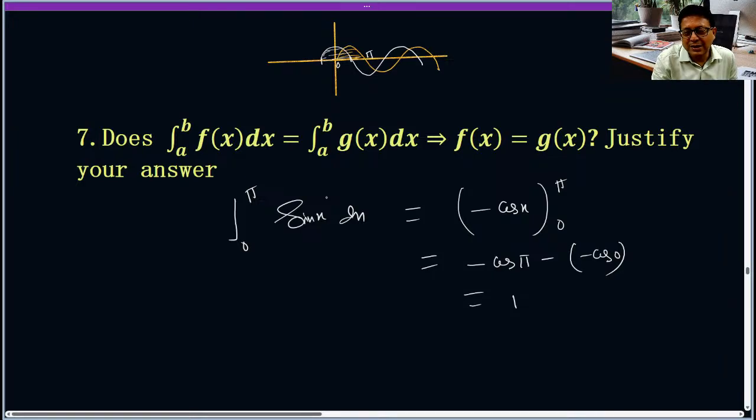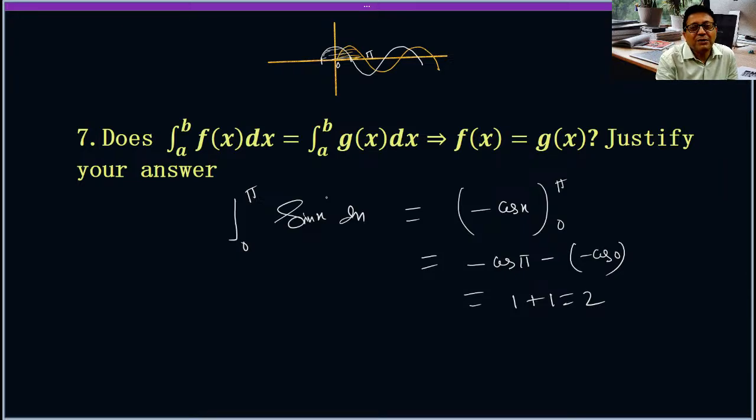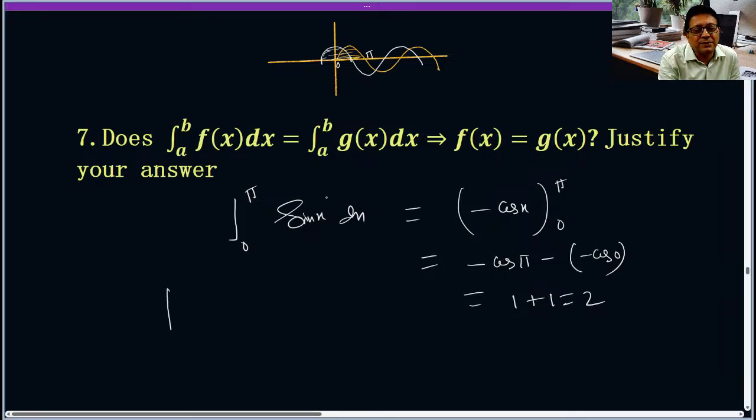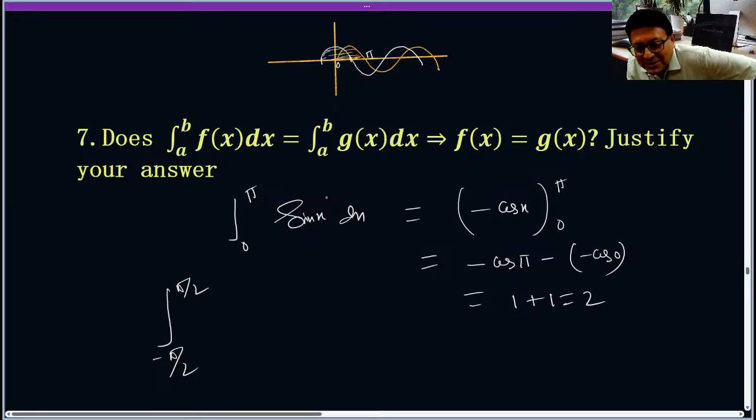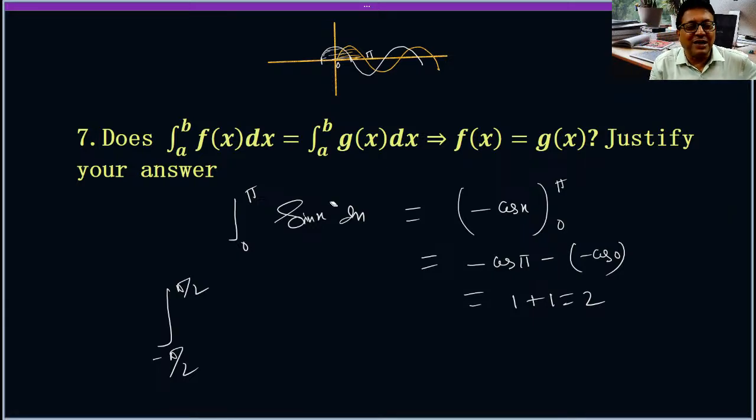So this is 1 and plus 1, 2. Clear? Now let us find for cosine curve, minus pi by 2 to pi by 2. Although same interval they have given, no? Wait a minute. They have given the same interval. Interval you have to keep same. So you have to find answer that manner only, not this way.